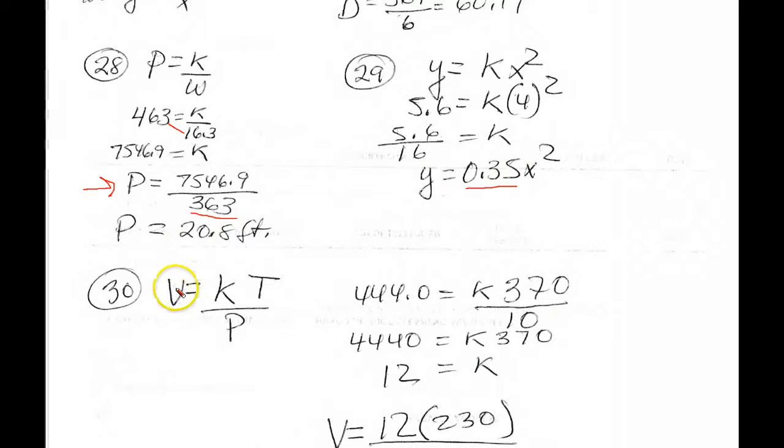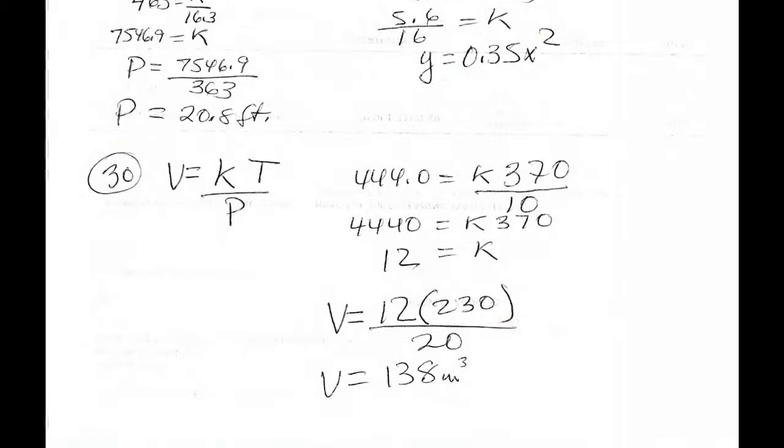Now for the last one, again, it was volume, directly related to temperature, inversely proportional to pressure. This is the combined gas law or something. And they gave us all these values. We had to find what k was. k is 12. And then to get our answer, there we go. So we put 12 where k is. They're giving us a new temperature and a new pressure. And there is our volume.